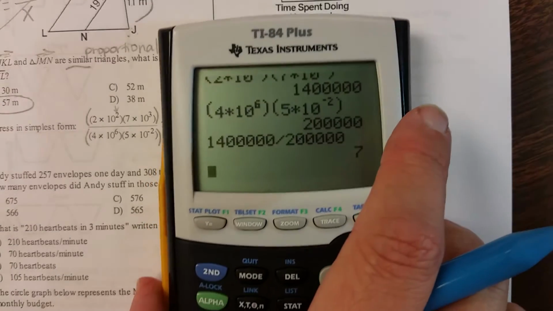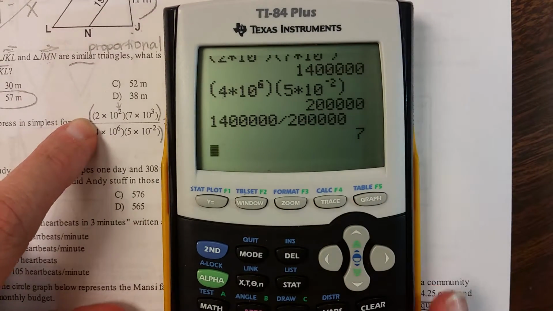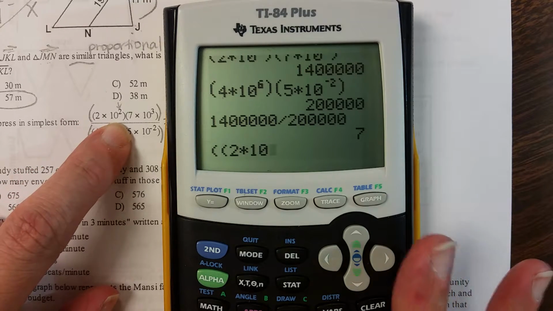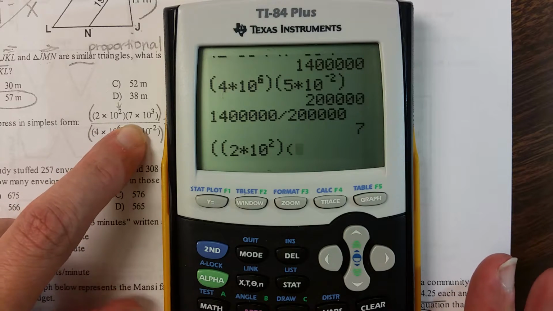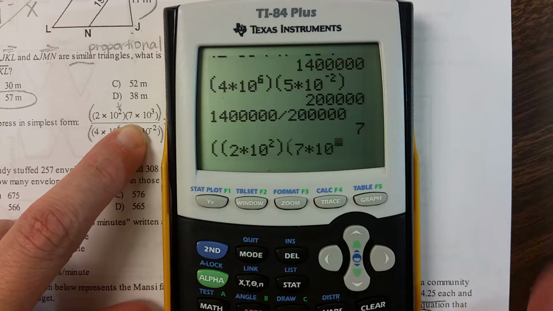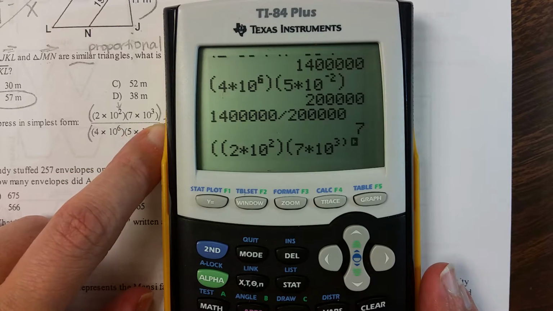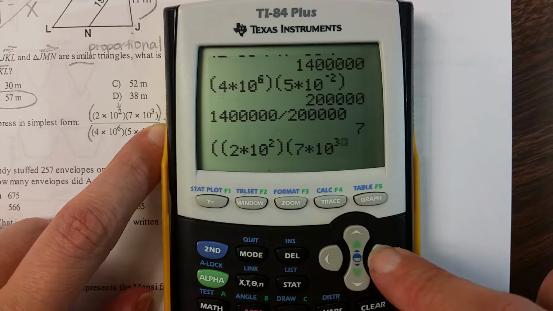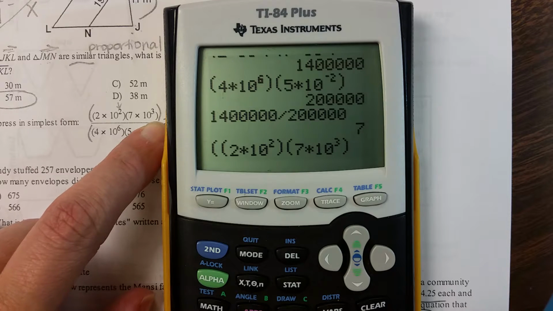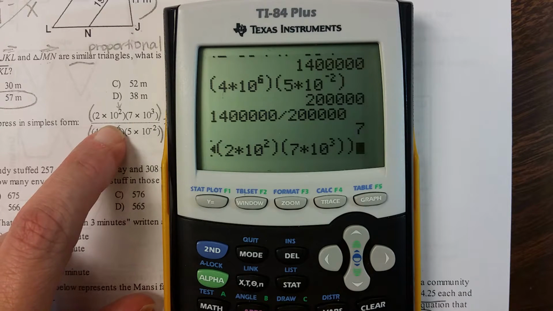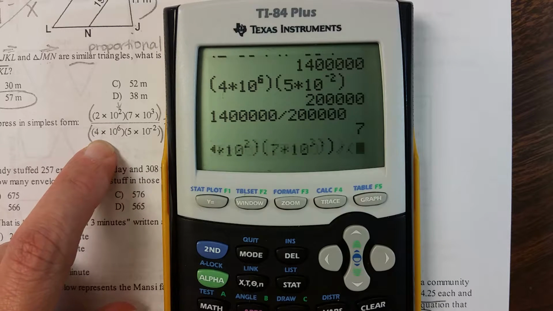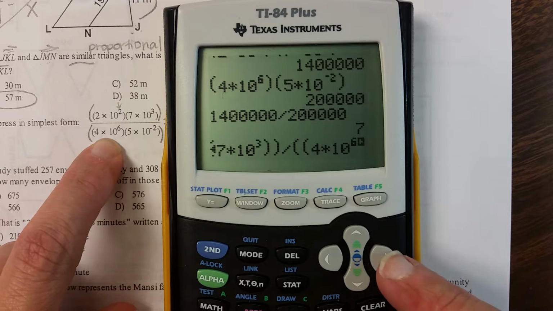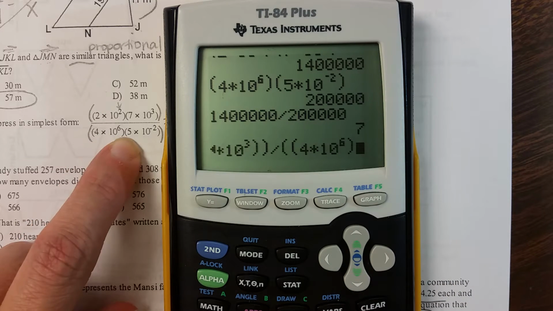So let's see how we enter that all at once. All right, I have extra parentheses, so parentheses, parentheses, 2 times 10 squared, close parentheses, open parentheses, 7 times 10 raised to the 3rd, close parentheses, and notice up here I forgot to move it down, so I'm going to back up, hit delete, arrow over, then close those parentheses. Now close my second set of parentheses, then a big division sign, open parentheses, 4 times 10 raised to the 6th. This time I'm going to remember to move over and close that parentheses.